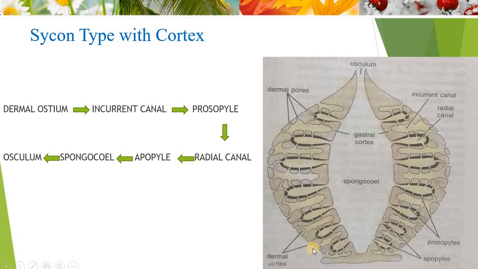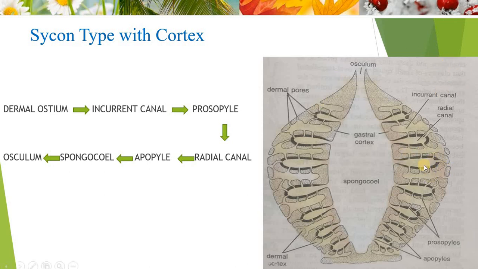Second, the free end of the incurrent canal opens to the outside by minute pores, dermal ostia. These are the dermal ostia or dermal pores. The incurrent canal opens into the radial canal by openings called prosopyles. These are the prosopyles. The radial canal opens into the spongocoel by openings called apopyles.